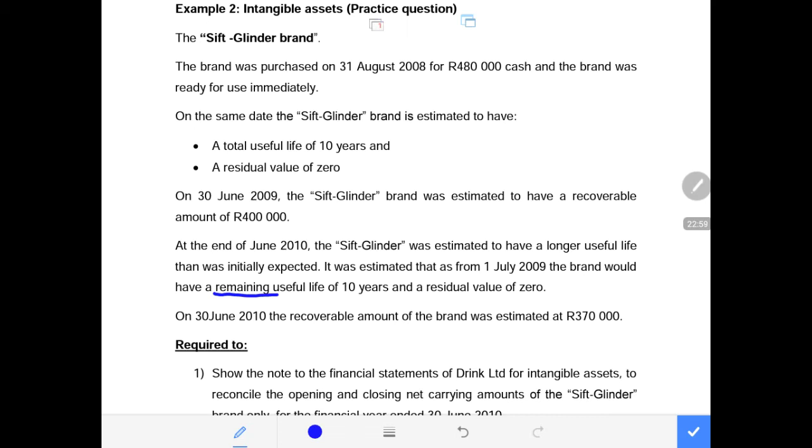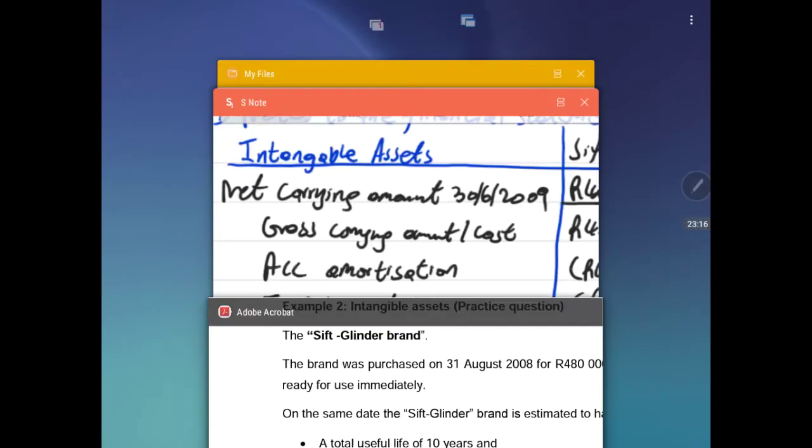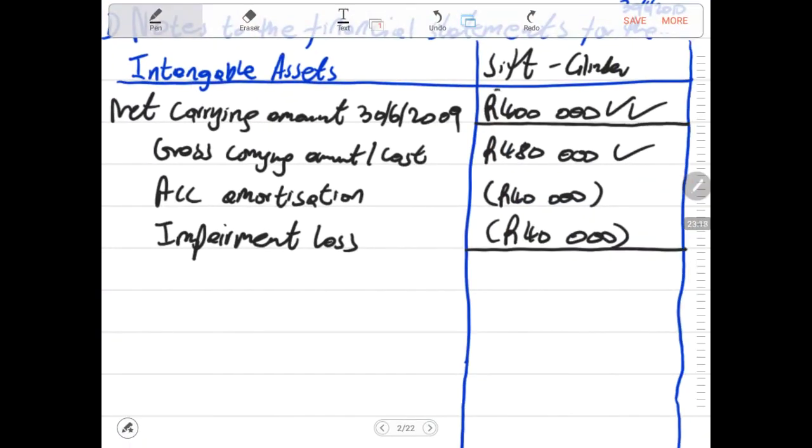So now we need to calculate the amortization based on the new estimate. First of all, how much is the value of the asset at this date? How much is the value of this asset on the 1st of July? The value of this asset on the 1st of July is the carrying amount. How much is the carrying amount of this asset now, after the impairment loss? Take note, the carrying amount after the impairment loss is 400,000 rands.